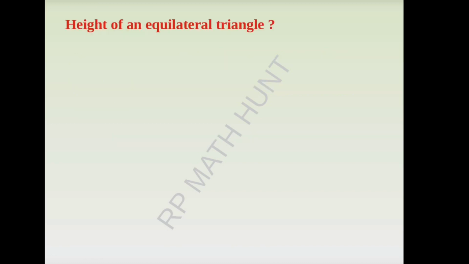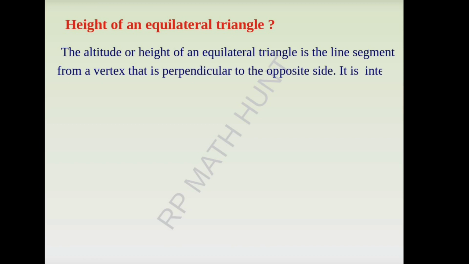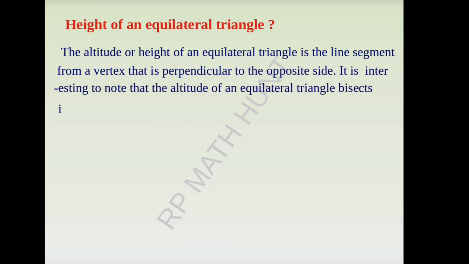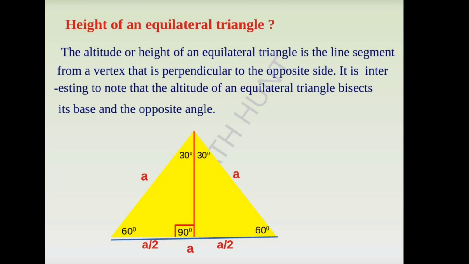Height of an equilateral triangle. The altitude or height of an equilateral triangle is the line segment from a vertex that is perpendicular to the opposite side. It is interesting to note that the altitude of an equilateral triangle bisects its base and the opposite angle. See, all angles are 60, 60, 60, and the perpendicular bisects the angle into 30 and 30. The base is also bisected, A by 2, A by 2. One side is A, another side is A, and the base is bisected into two parts, A by 2.